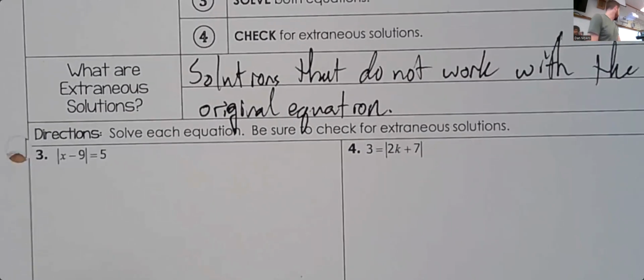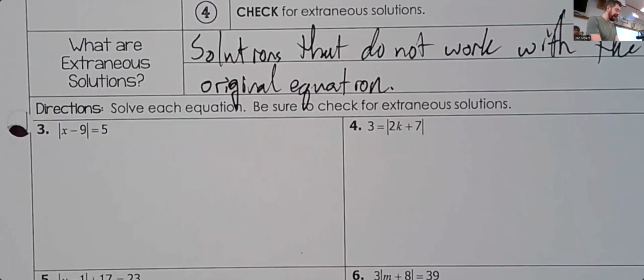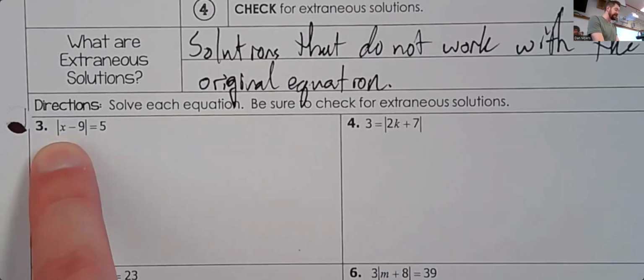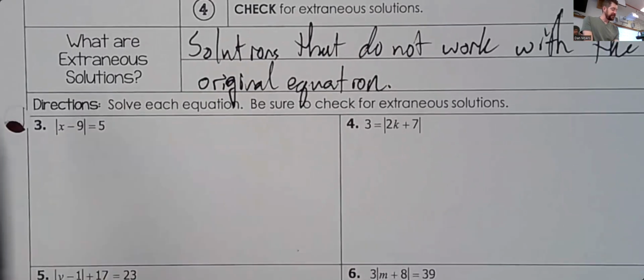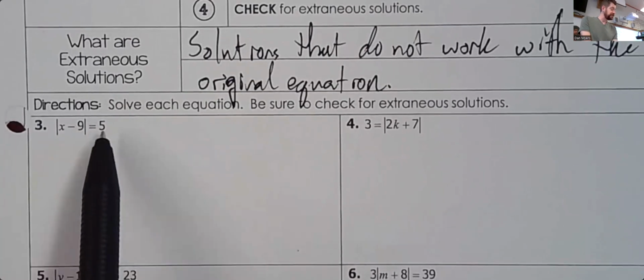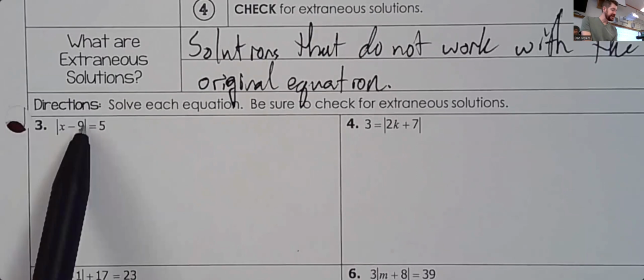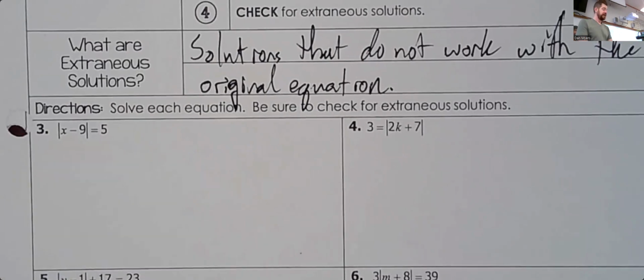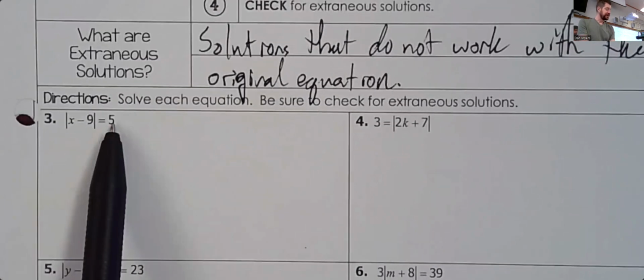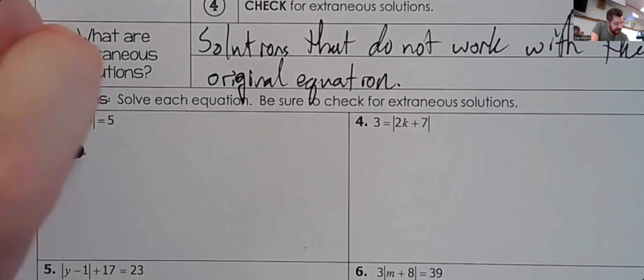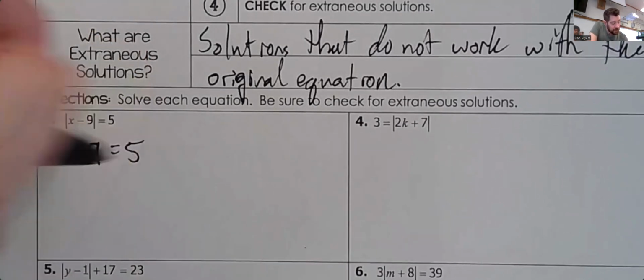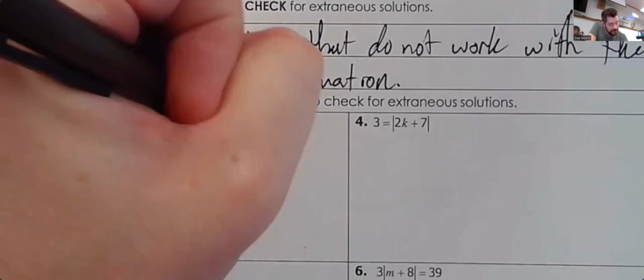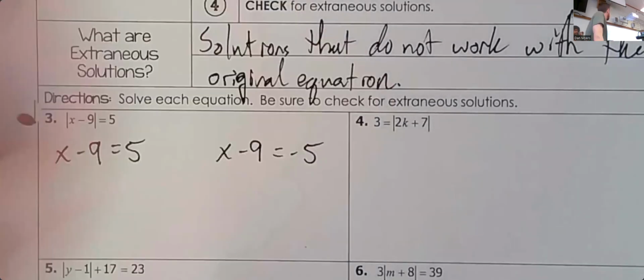So let's take a look at number 3. So this one, we don't have to isolate the absolute value because it's already by itself. And it says that all this stuff in here has an absolute value equal to 5, which means that everything inside this set of absolute value bars is either equal to +5 or -5 because there are 2 numbers that are 5 away from 0. So either the stuff in here equals 5 or the stuff in here equals -5.